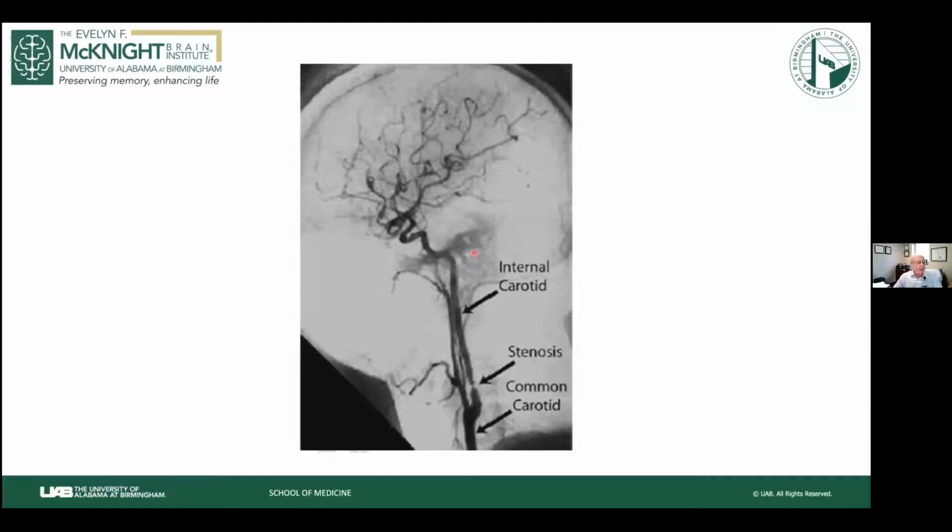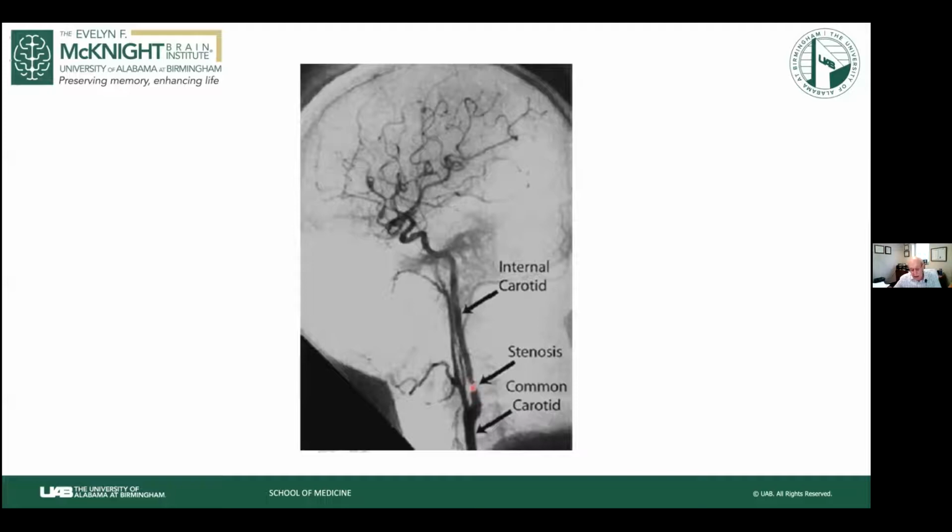Okay, some other things to look at. So we were talking about the different kinds of strokes. Here we have an angiogram. This is a digital angiogram. As you can see here, this is the common carotid. This is the external carotid, which feeds the eye and parts of the face. This is the internal carotid, and right over here, you have your blockage, which forms a stenosis.